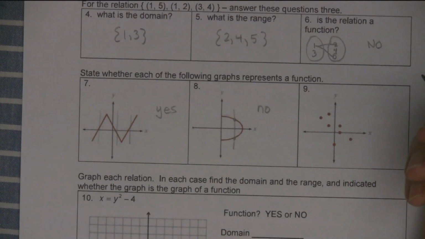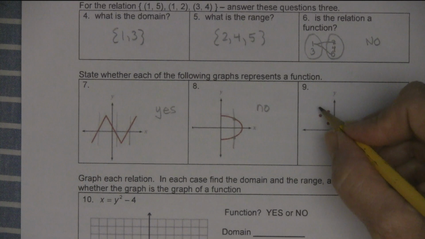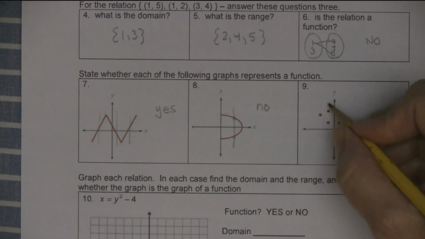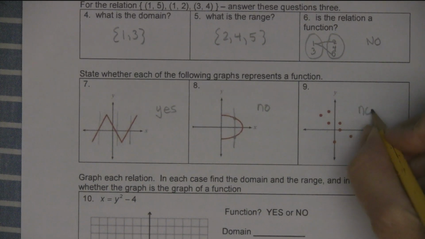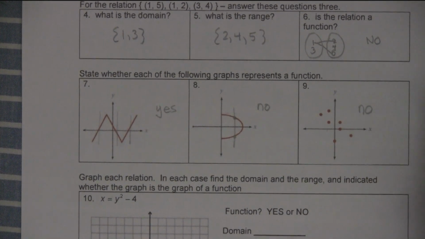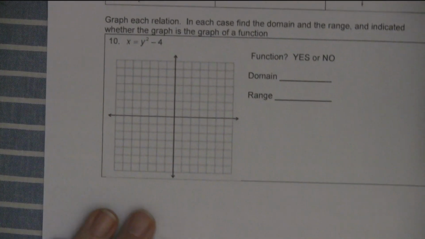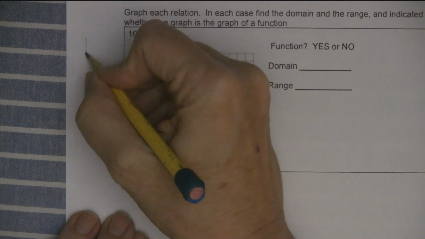And state whether each of the following graphs are functions. So yes, a function, no, not a function. It hits it once here with a vertical line, but here it hits twice. So it's not a function. Now it doesn't matter if it has other bad spots. Here's another bad spot, or if it does. Either way is okay.